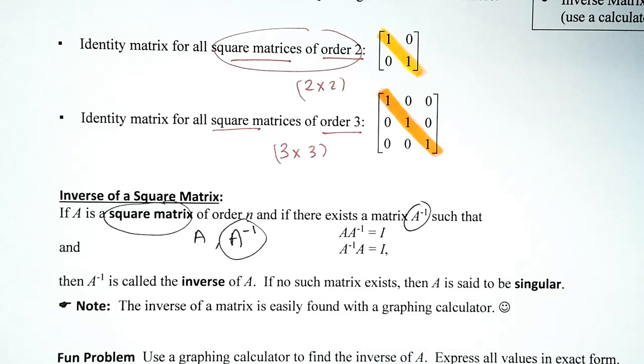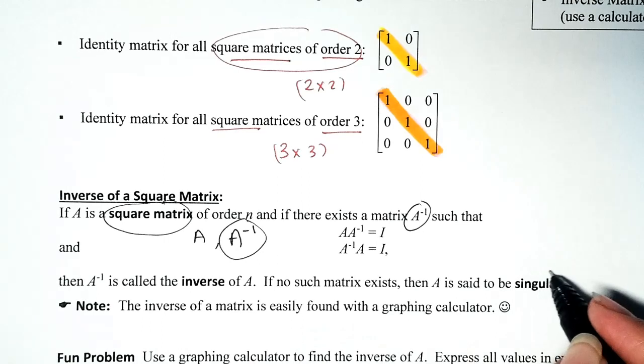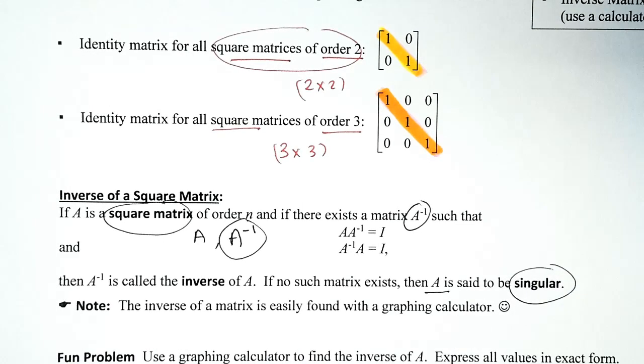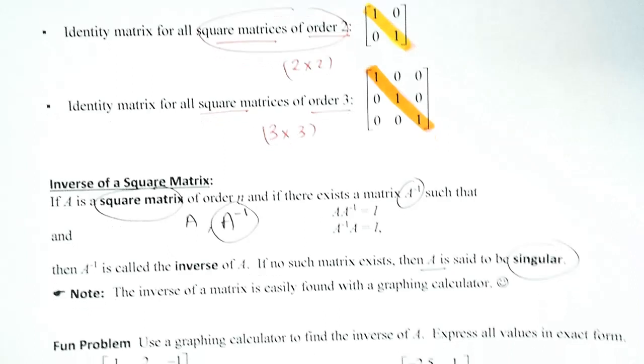Some matrices don't have inverses, and that's okay. If a matrix doesn't have an inverse, then we say that matrix is singular. Singular is code for we don't have an inverse.